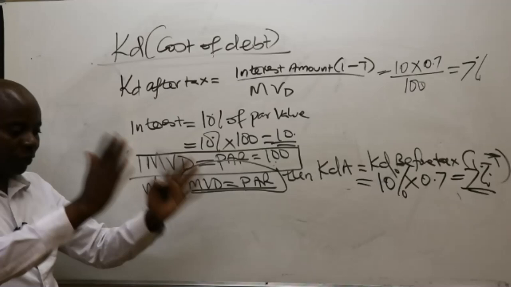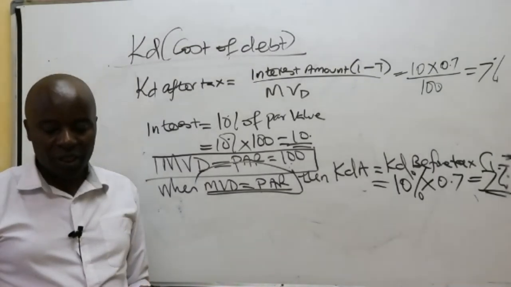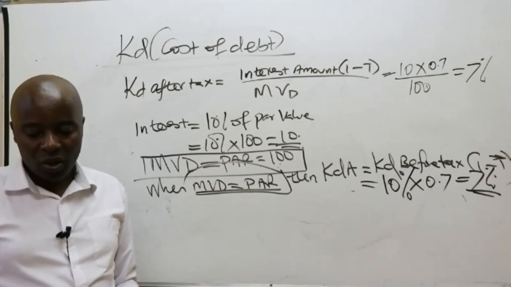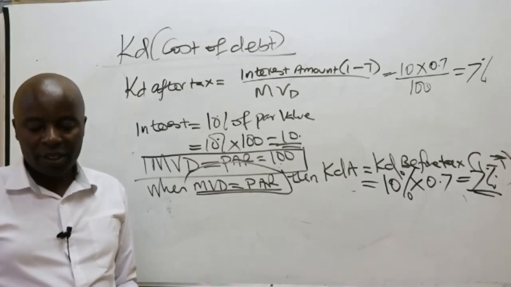What is MVD? This is market value of debt. MVD is market value of debt. Now, could you kindly do for us the cost of preference shares? Give us the cost of preference shares.